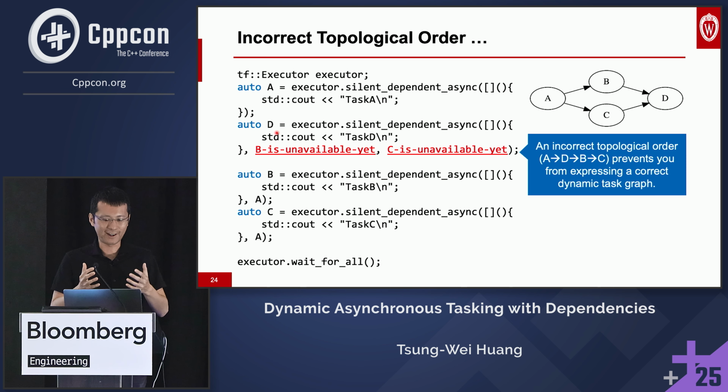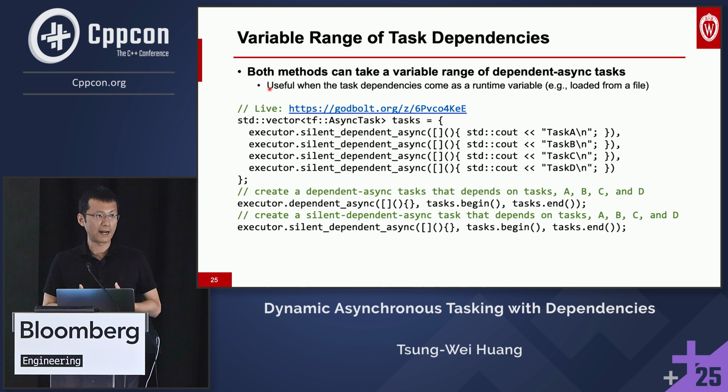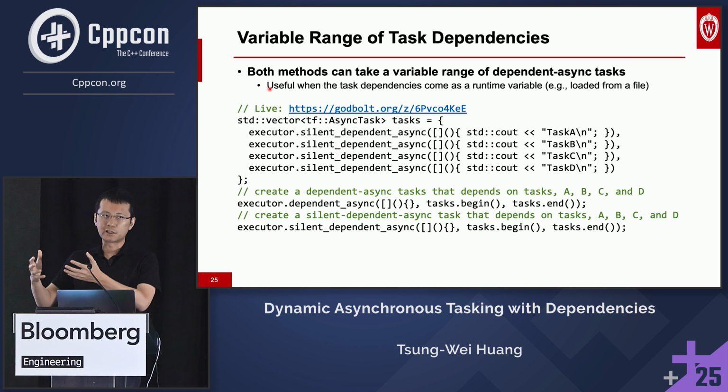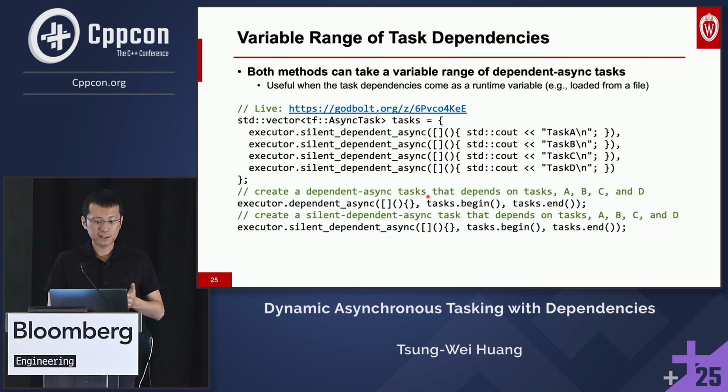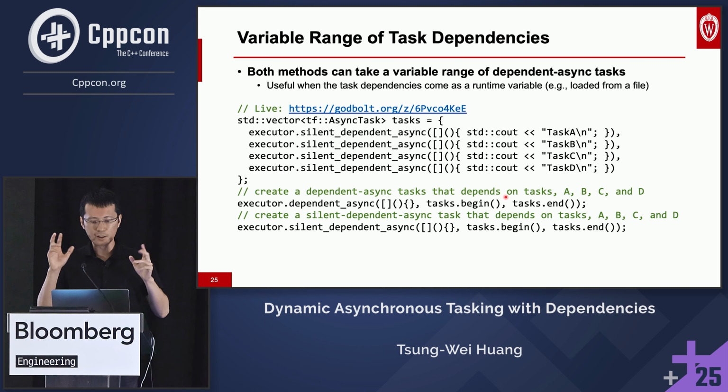Both methods, silent dependent async and dependent async, can take a variable range of dependent async tasks. This is particularly useful when the task dependencies come as a runtime variable, such as when I need to load the task graph from a file, or the task graph needs to be obtained from the return value of a function, and so on and so forth. For example, we can create a vector of dependent async tasks over here, and then use this vector to specify the dependency when creating another task, using the STL-style range operation.